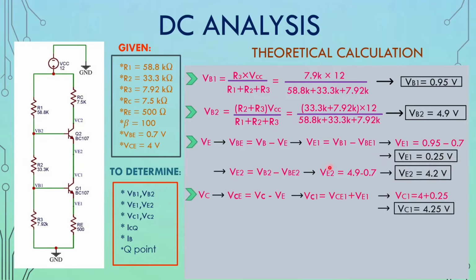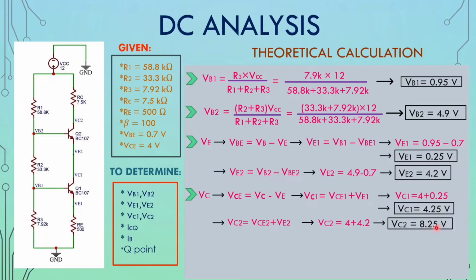Similarly, like VE, here too we have a formula for finding VC. VCE is equal to VC minus VE. VCE is a potential difference, the potential difference between two voltage points VC and VE. From that, we find VC1 is equal to VCE1 plus VE1. After substituting the given values, we get VC1 is equal to 4.25. Similarly, for VC2, we get VC2 is equal to VCE2 plus VE2. After substituting the values in the formula, VC2 is equal to 8.25 volt.